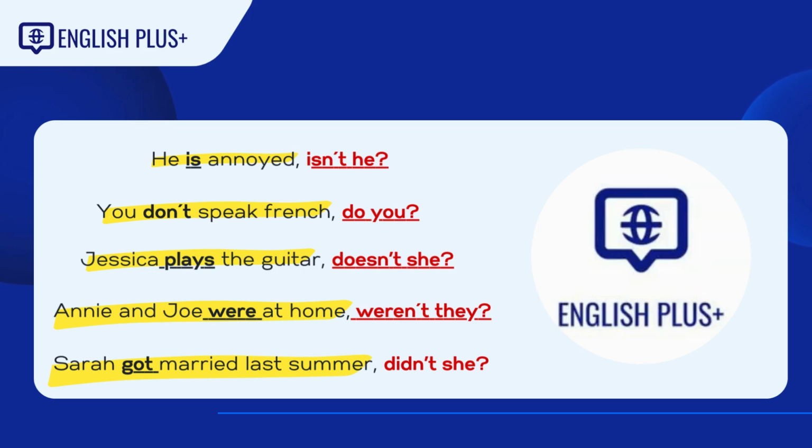Similar example with Sarah got married last summer. If you pay attention, the verb got is already in past. So I need the question tag for the past. In this case, it's an auxiliary.